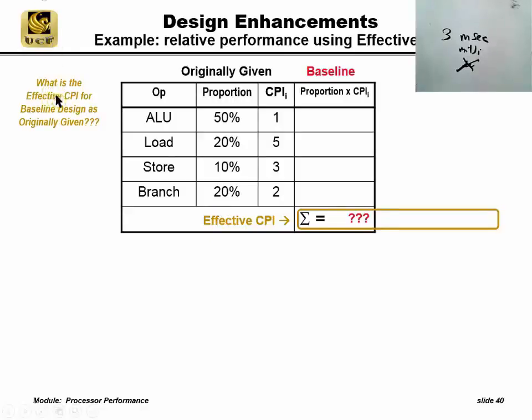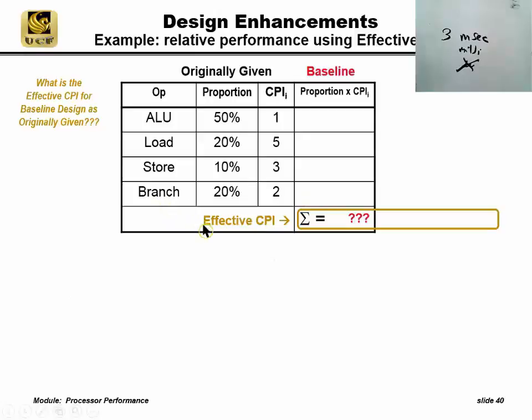The question is, what is the effective CPI for the baseline design as originally given? What we're going to do is calculate the baseline, and then we're going to try some selective improvements, either improving the arithmetic logic unit, which is really the heart of the processor that crunches the bits, or we can improve the memory system, right? Add more memory to your processor, or faster memory, or faster front side bus. What's the influence on the execution time, which is probably what the customer cares about most, or you as a user, you want your response time to be fast on your machine. Or we can improve the branch, which is a control instruction.